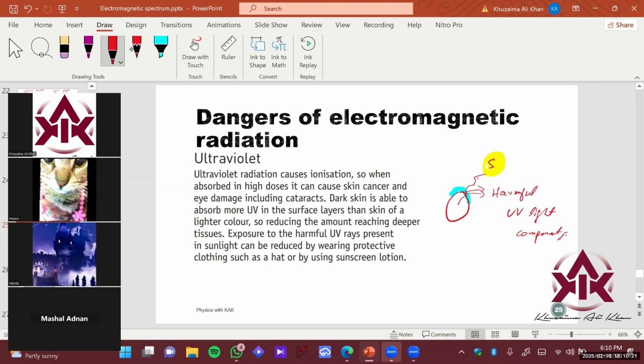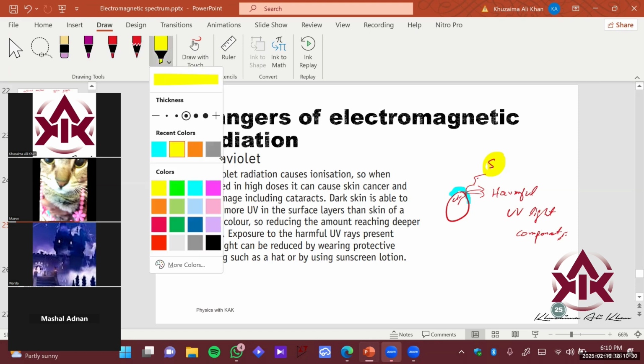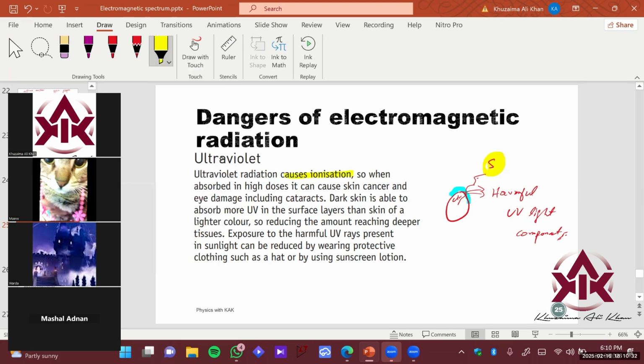So the filtered UV light, which passes through the filter and comes to the earth, is the one we're talking about over here. Still, it is harmful, right? It can cause ionization of the skin, which can cause skin cancer, including damage. If you look at the sun directly for more than, let's say, a minute, it can damage your eyes directly.